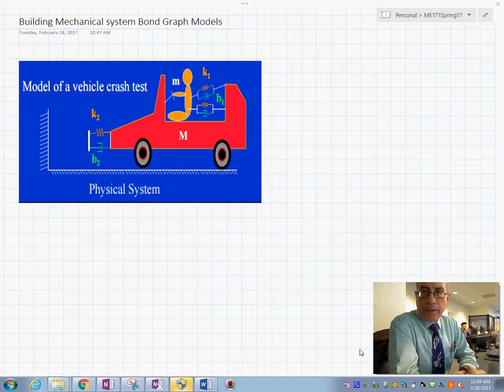The question is, can we get a response or data on what the forces generated on the driver are? That's an important consideration when we're doing the design of the seat belts and of course the design of the car itself. So let's see how we're going to get from this real model to a bond graph model.